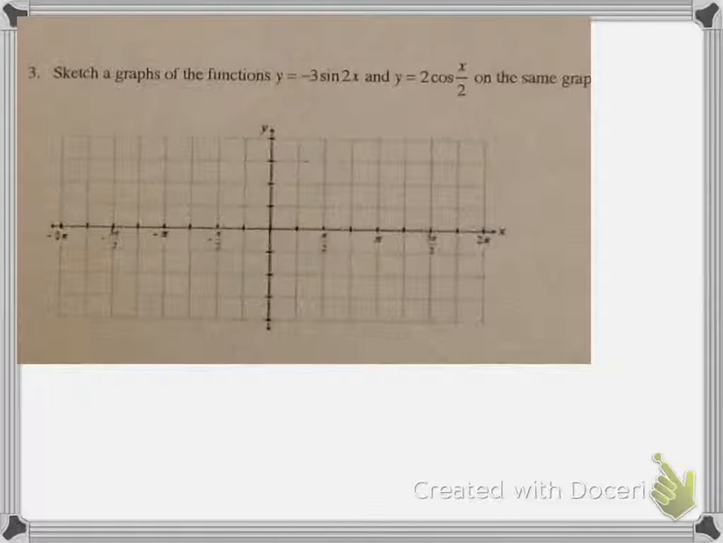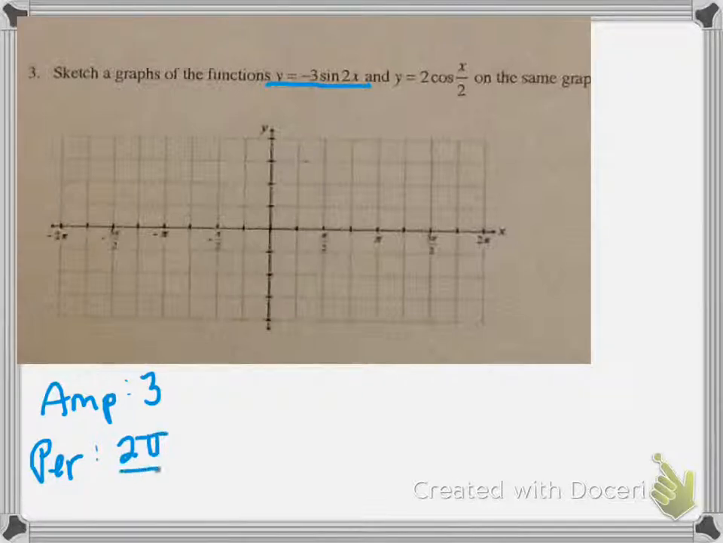The last problem here asks us to sketch a graph of these functions. So the first one, -3 sine 2x, let's do that one in blue, has an amplitude of 3 and a period of 2 pi divided by 2, which reduces to simply pi. So this graph is going to take on all of its values from 0 to pi units. So I'm looking at 0 to pi.